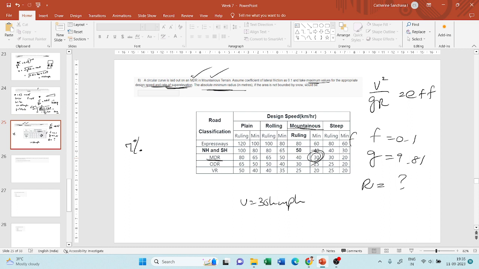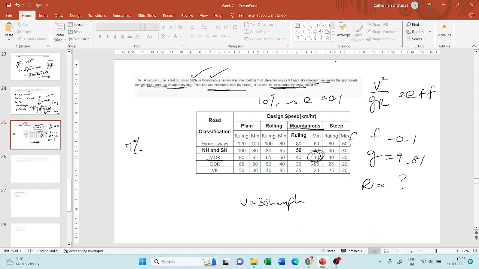Okay, but that is for a normal section which is not bounded by snow. That is for a general case. If they've specifically mentioned that it is not bounded by snow, then you can go to a maximum value of 10%. So E can be 0.1. So if they mention that it is not bounded by snow, then it is 10%.